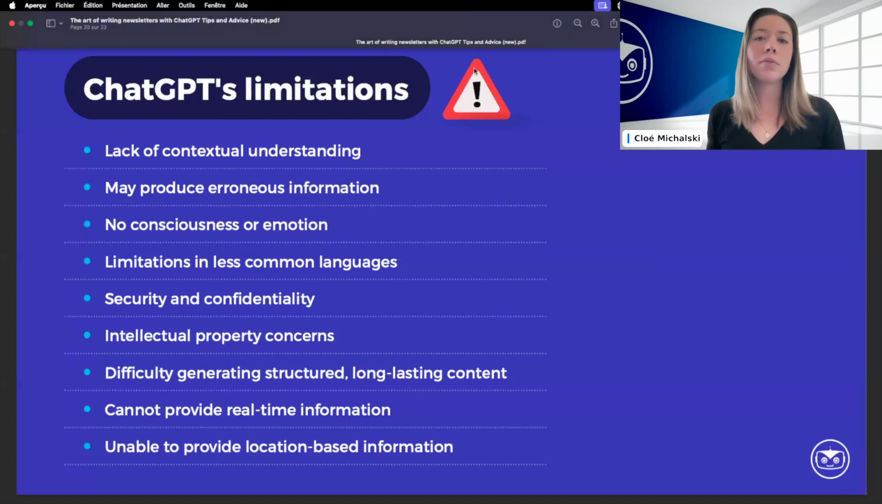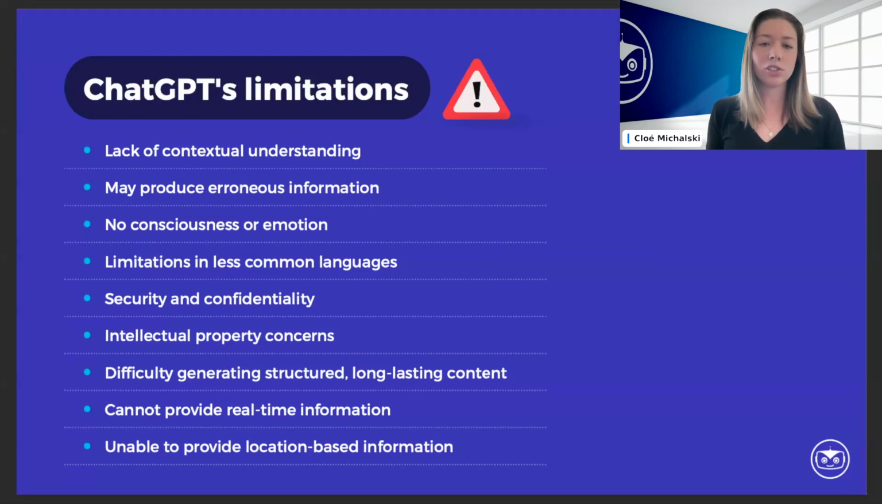For example, if you're asking for the US exchange rate, the free version is not connected to the internet, so you won't have the correct answer. It will give you the answer they have at the last update date in their database. And it can't provide location-based information. If you ask it to recommend an affordable restaurant in a particular city or in your area, ChatGPT won't be able to do it.